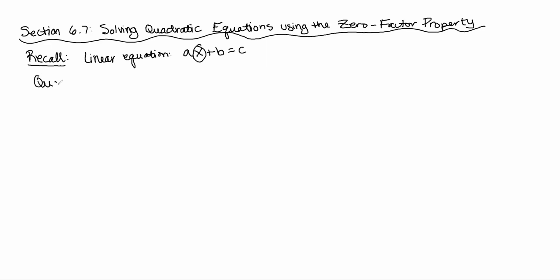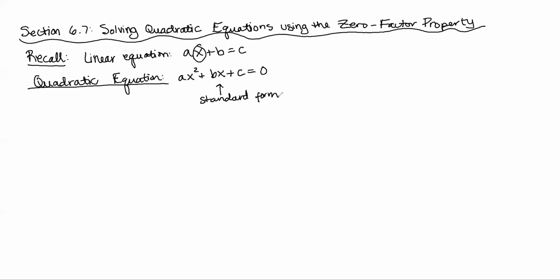A quadratic equation is going to be of the form ax squared plus bx plus c equals 0. It looks like one of the trinomials that we have been factoring, ax squared plus bx plus c, except that it's an equation now, so it's going to be equal to 0. This is called standard form. When we're solving these, we always want it in this form. We always have to have it equal to 0.